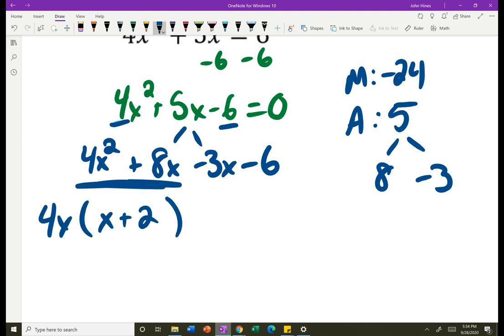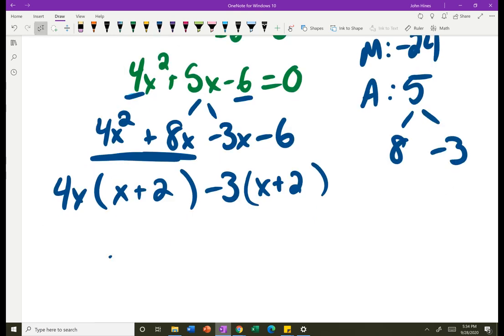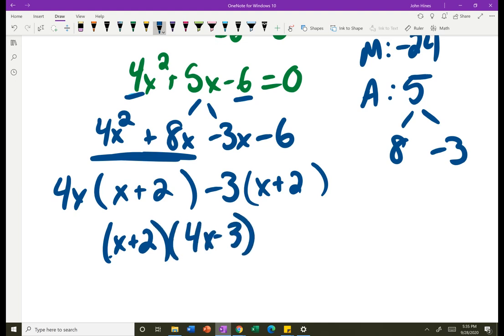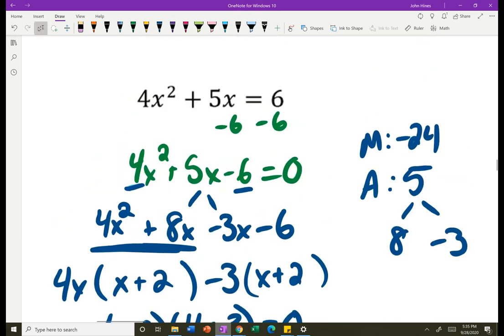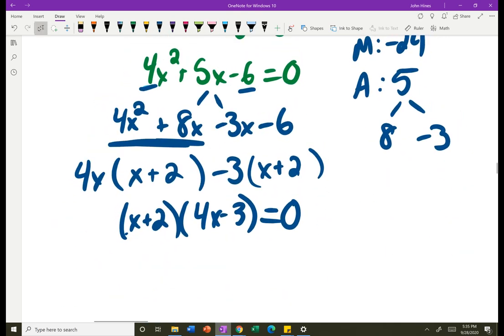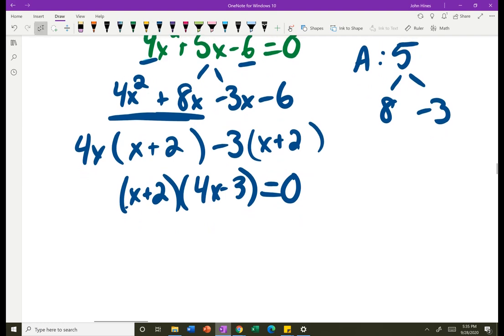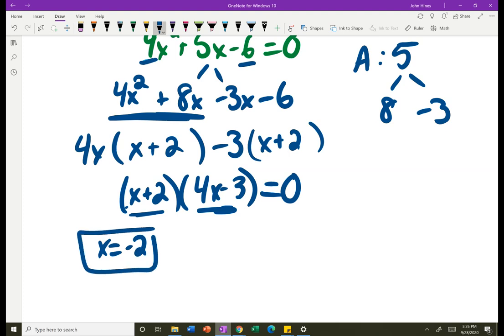I need an x plus 2 over here. So I'll take out a negative 3. And then that leaves me with x plus 2 times 4x minus 3 equals 0, because it's an equation. I'm not just factoring an expression. I'm actually solving an equation this time. So the product of two things makes 0. x has to equal negative 2, because negative 2 plus 2 is 0.